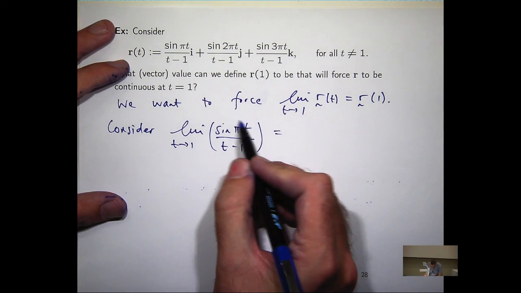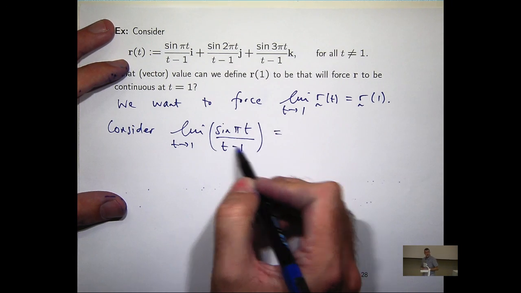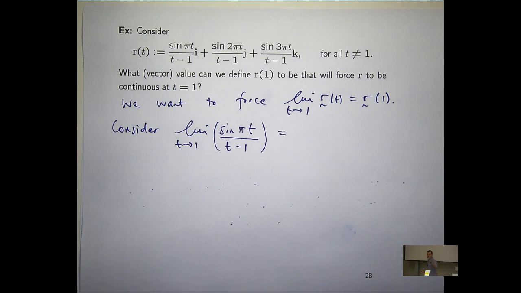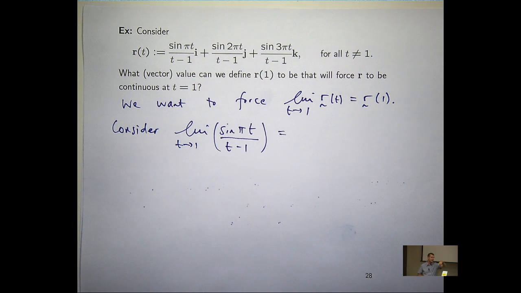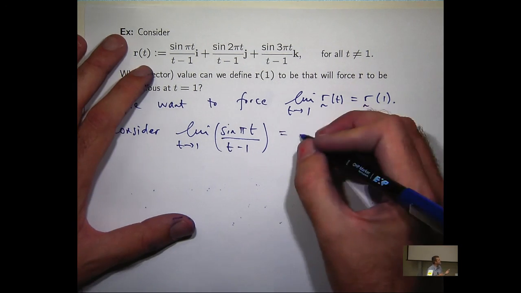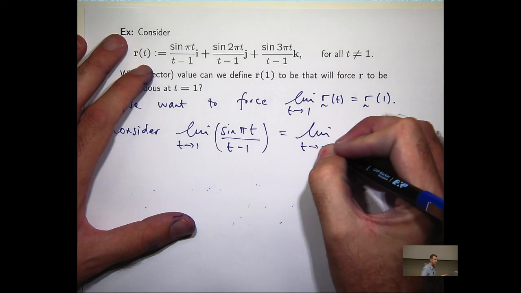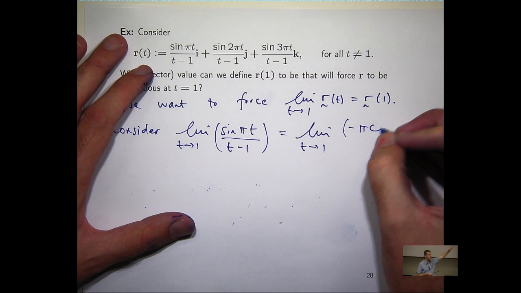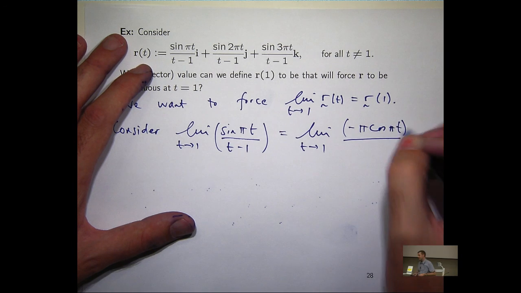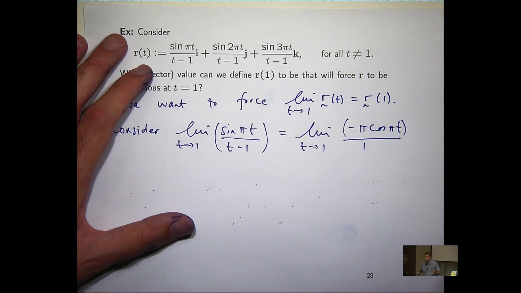To apply L'Hopital's rule, you differentiate the top, differentiate the bottom, and retake the limit. You're making those differentiations independent of each other. It's not like the quotient rule. So the top's going to go to minus pi cos pi t, and the bottom's just going to go to 1.